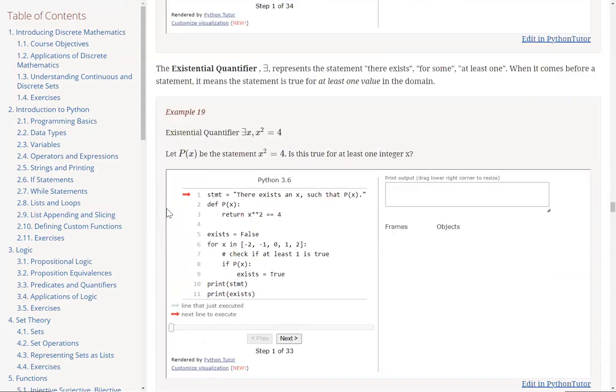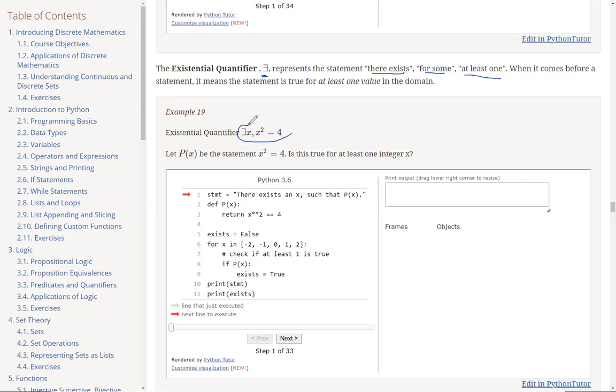Let's move on to the existential quantifier. We denote this with a backwards E, and that means there exists, or for some, or for at least one. All of these mean the same thing. When it comes to a statement, it means the statement is true for at least one value in the domain.